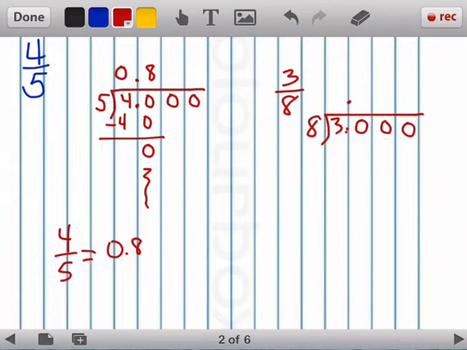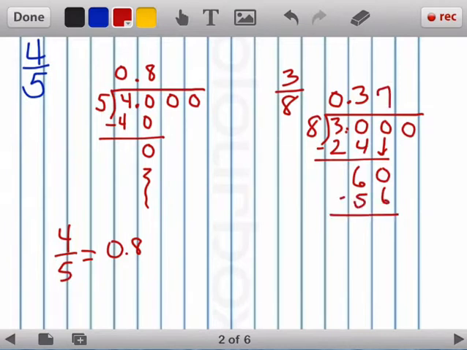No, it does not. 0 times. Does 8 go into 30? Once I have my decimal point up here, I treat it as if it's a whole number. So 8 goes into 30, 3 times. 3 times 8 is 24. Subtract, I get 6. I bring down my 0. 8 goes into 60, 7 times, 56. Subtract, I get a 4.